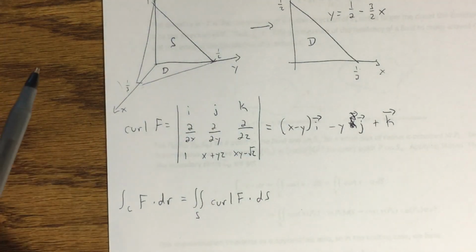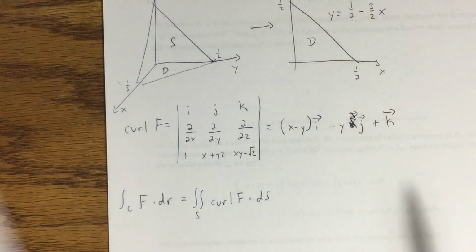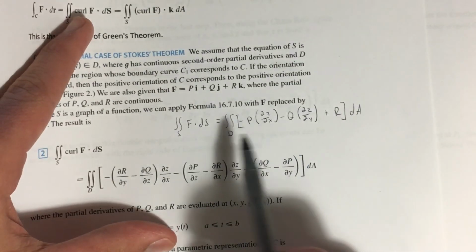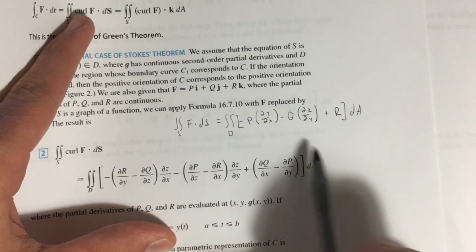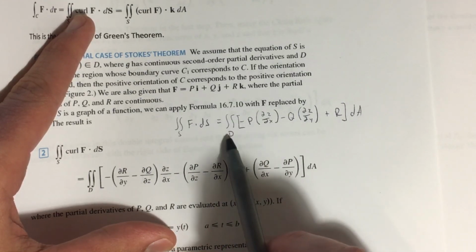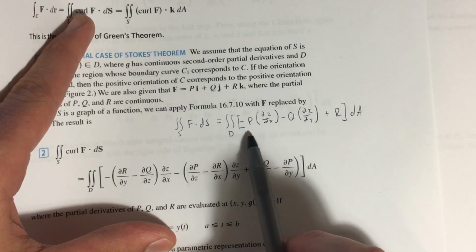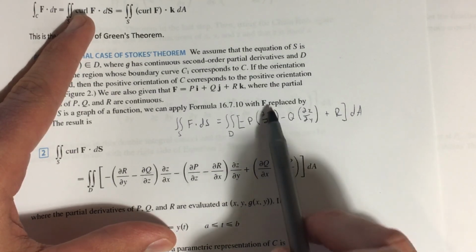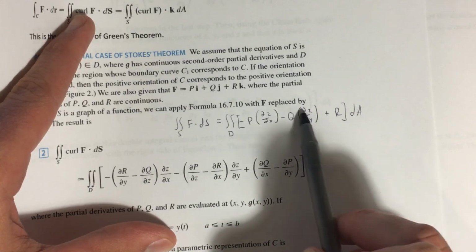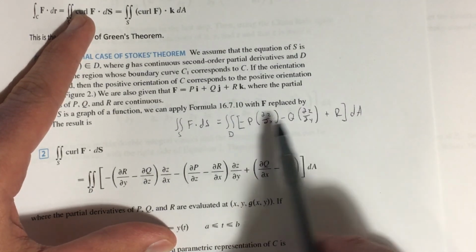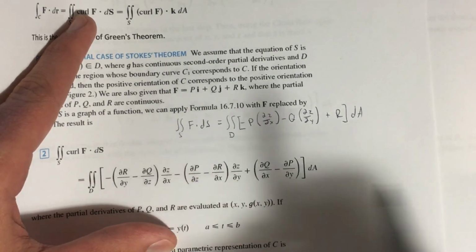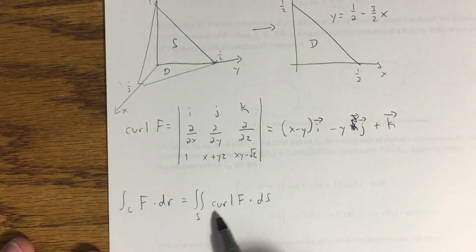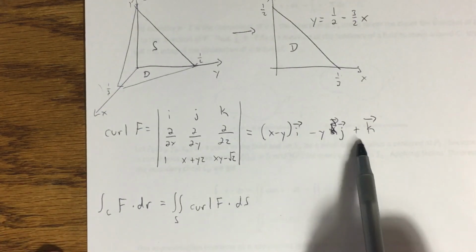Previously, in the proof of Stokes' theorem, I cited a theorem we already showed. If I want to find the surface integral over a surface S that's the graph of a function of F dot dS, then that's the same as the double integral over that region D in the xy plane of negative P partial of z with respect to x, minus Q partial of z with respect to y, plus R, with P, Q, and R being the components of that vector field.